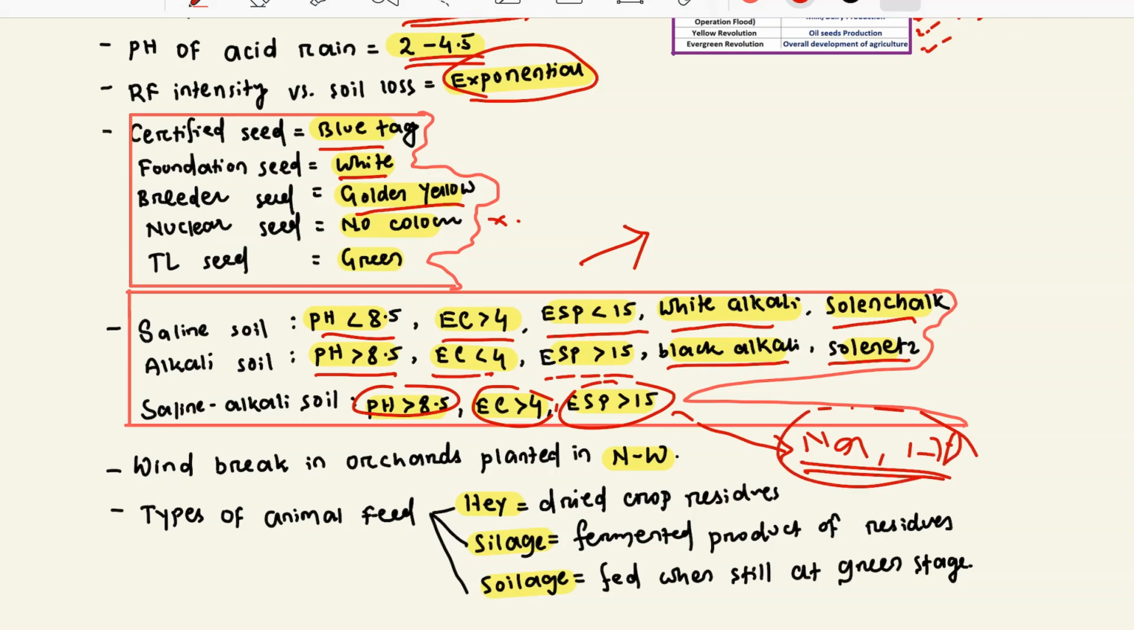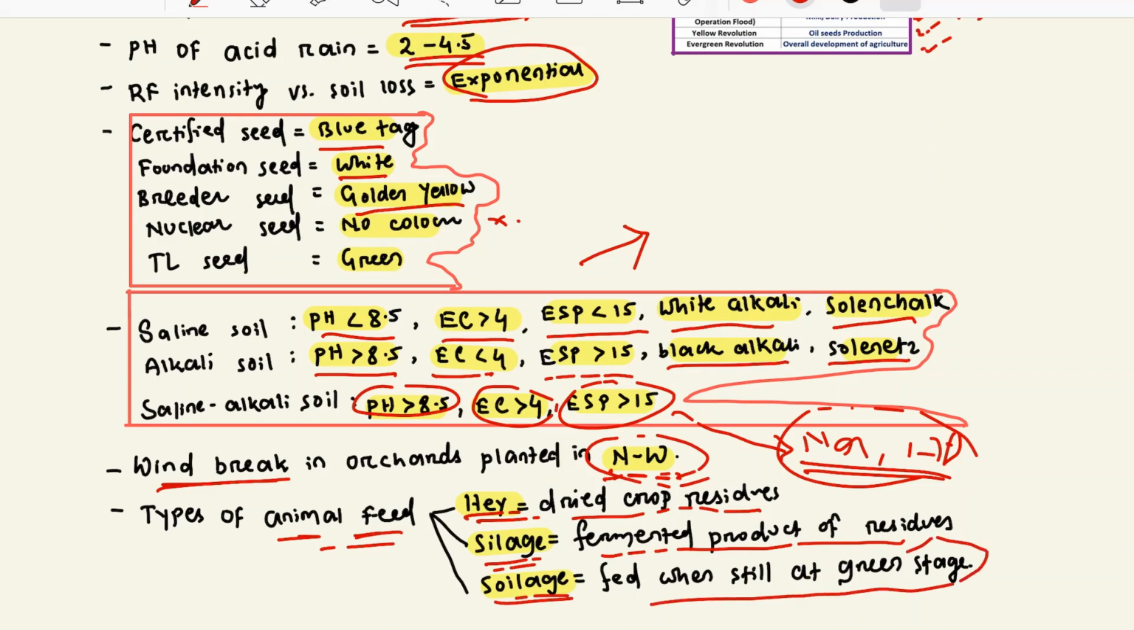To prevent the orchard plants from wind flow, wind breaks are planted in the northwest direction. This is most important, you have to remember this one. Wind breaks are planted in the northwest direction. Types of animal feed: one is hay, that is dried crop residue. One is silage, that is a fermented product of residues. One is soilage, that is fed when still at the green stage. These are the three types of animal feed.